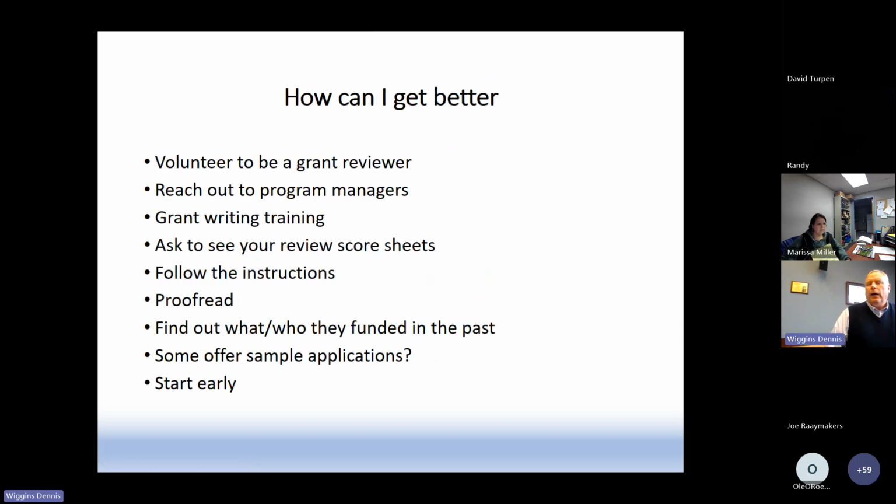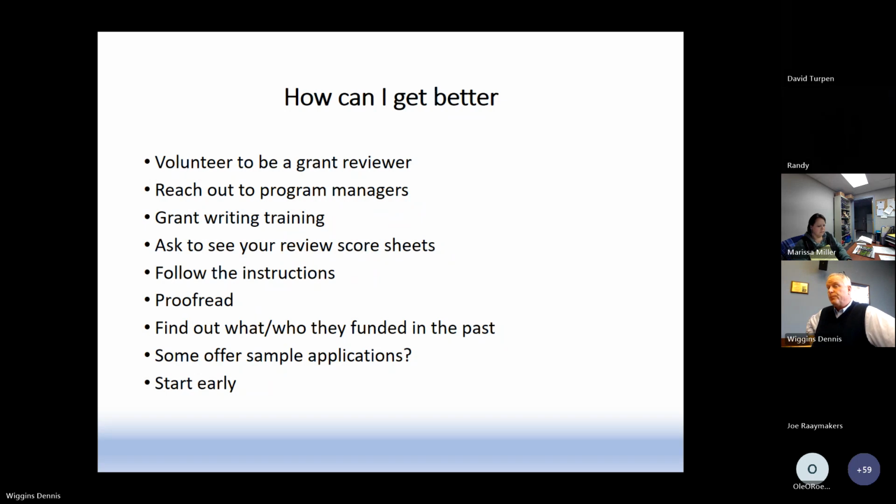Okay. What can you do to get better? In addition to all the other things we talked about today, I always tell people, volunteer to be a grant reviewer. Volunteer to be a grant reviewer in somebody else's program, it doesn't really matter. It doesn't have to just be what you're applying for. Volunteer to be a grant reviewer for the feds. They're always looking for grant reviewers.